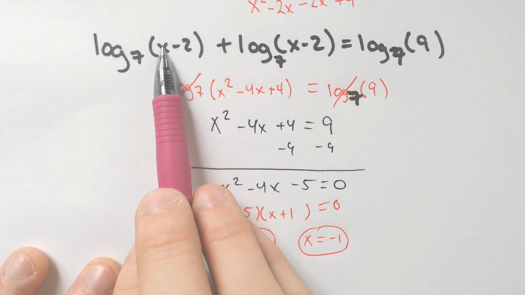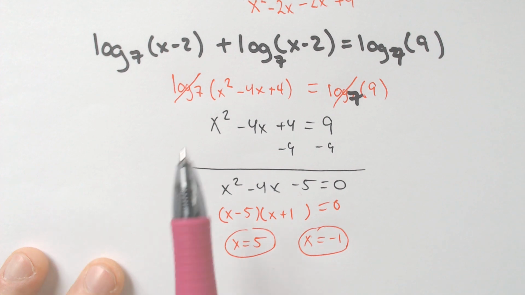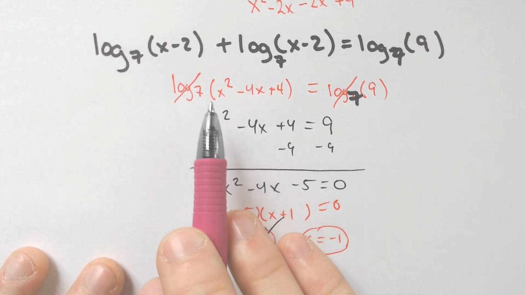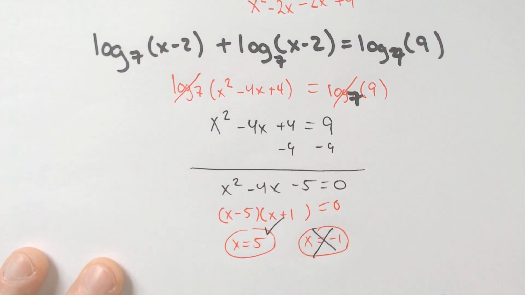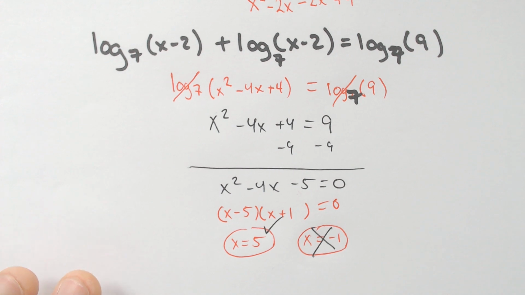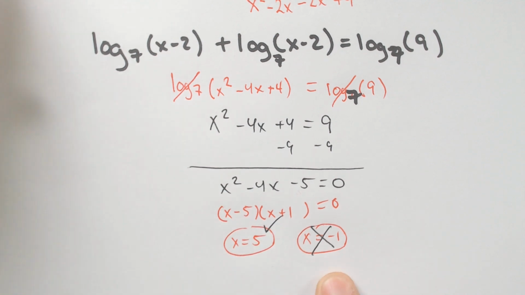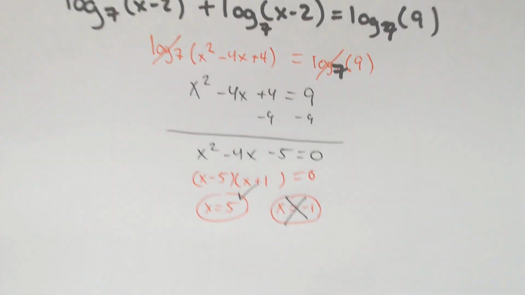If you plug in the 5, it's okay. 5 minus 2 is 3. Last time I checked, 3 is positive, so that one works out. If you plug in the negative 1, negative 1 minus 2 is negative 3. That does not work out because you can't have a negative log. It's not the fact that it was a negative 1. It was the fact that when we plugged it in, we got a negative log. That made it not work there. It would be called an extraneous solution.